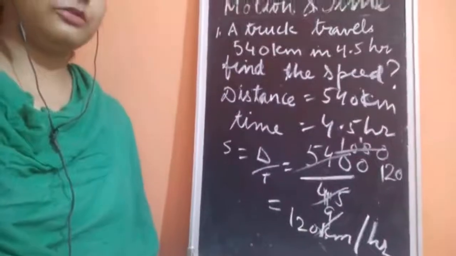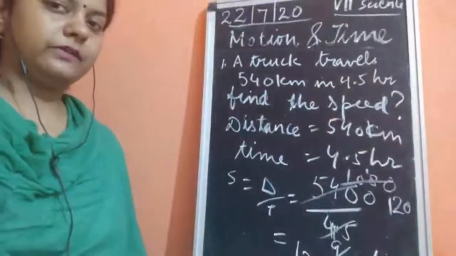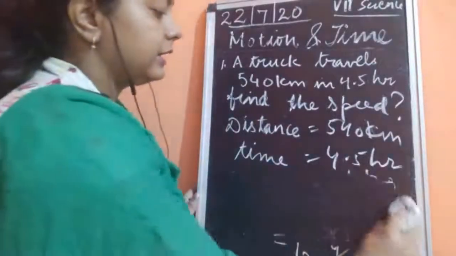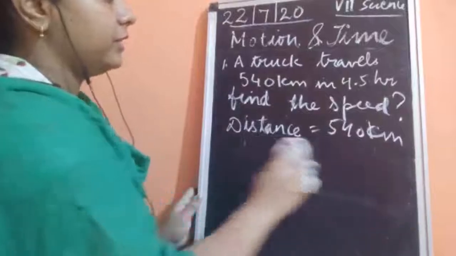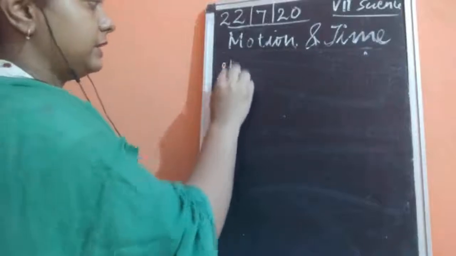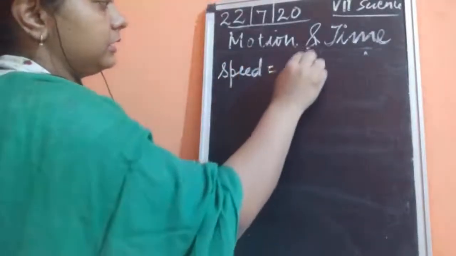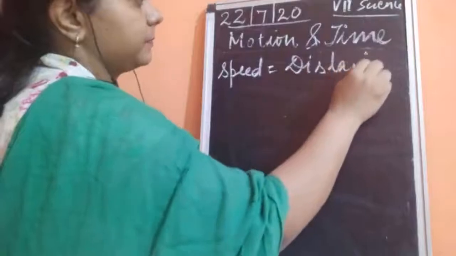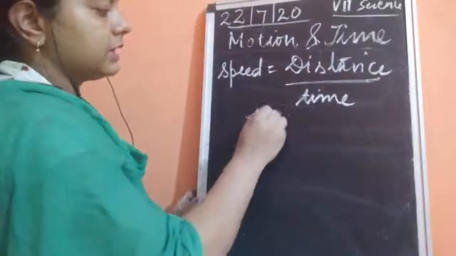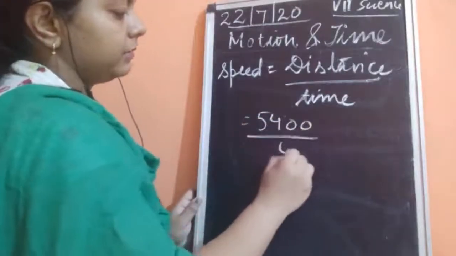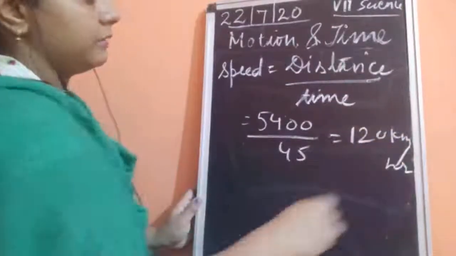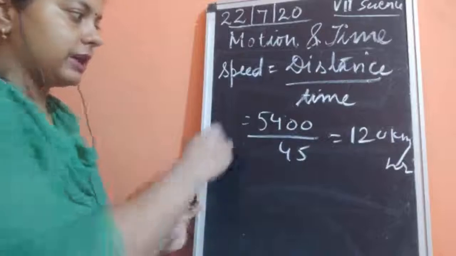Okay, so this is about how to solve the numericals. Whenever we have these types of questions, we can calculate directly by keeping in mind how we need to solve them. Write down the formula, that is speed is equal to distance upon time. So here we got the distance as 5400 divided by 45. So we got the answer as 120 kilometer per hour. So this is about how to calculate the speed.